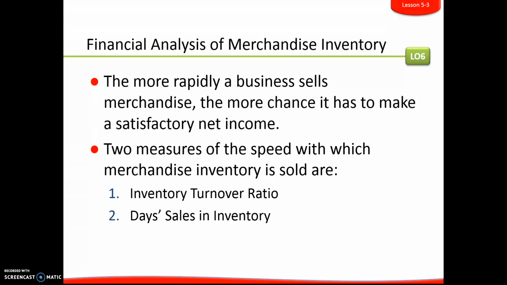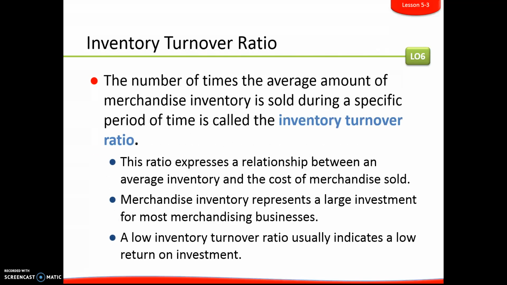Now, another thing that managers often like to look at is a few financial ratios related to merchandise inventory. Obviously, the more rapidly a business sells merchandise, the more chance it has to make a better net income. There are two measures for the speed of merchandise inventory: one is an inventory turnover ratio, and the other is days' sales in inventory. So we're going to look at both of them.